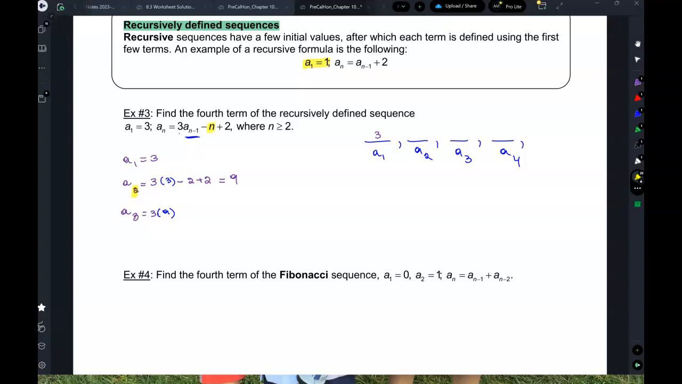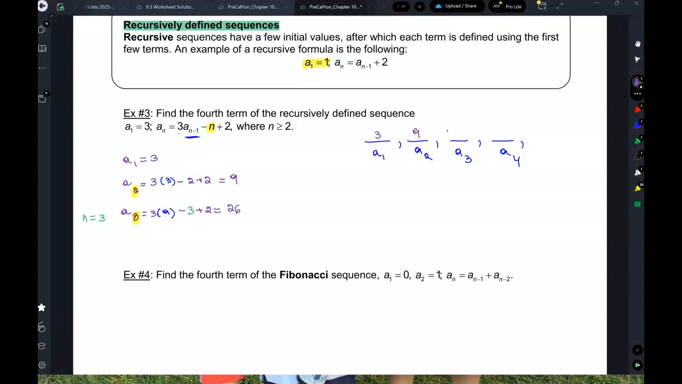Now look. This is a sub 3. Guys, look up here for a minute. This is a sub 3. That means here, n is equal to 3, because it's literally the third term. So the formula is 3 times a sub n minus 1, the previous term, minus n, which is 3, plus 2. So that would be 27 minus 3 plus 2, which is 26.